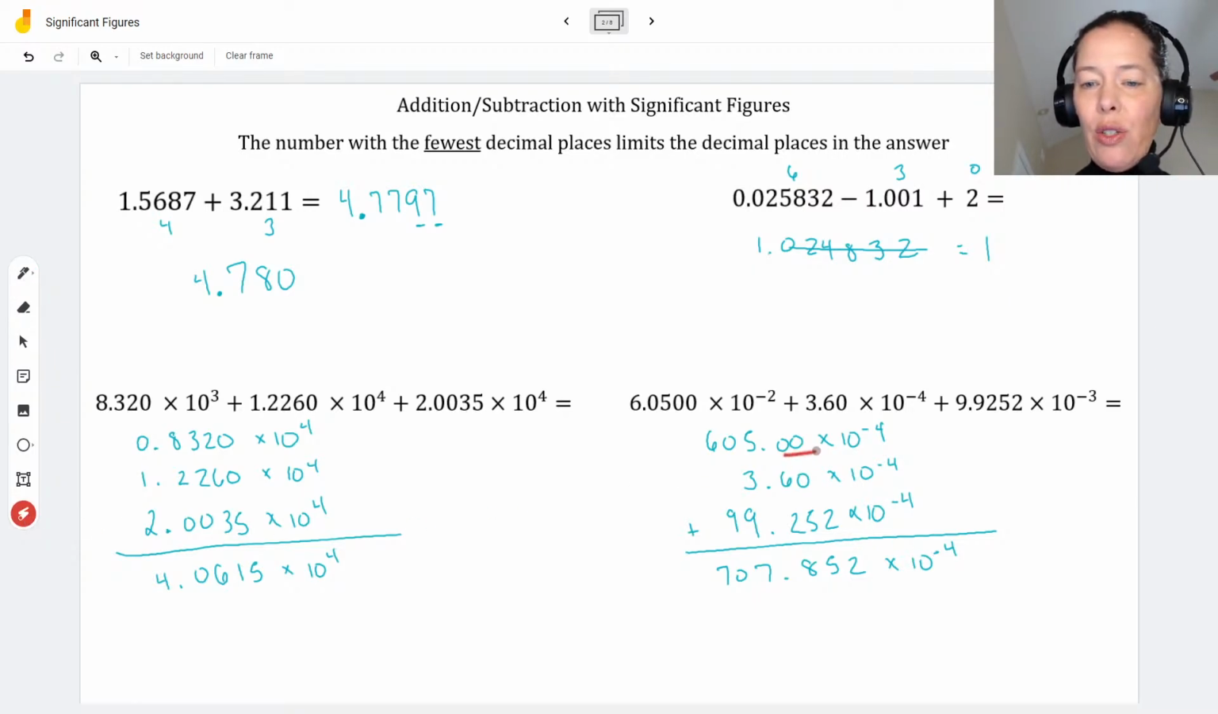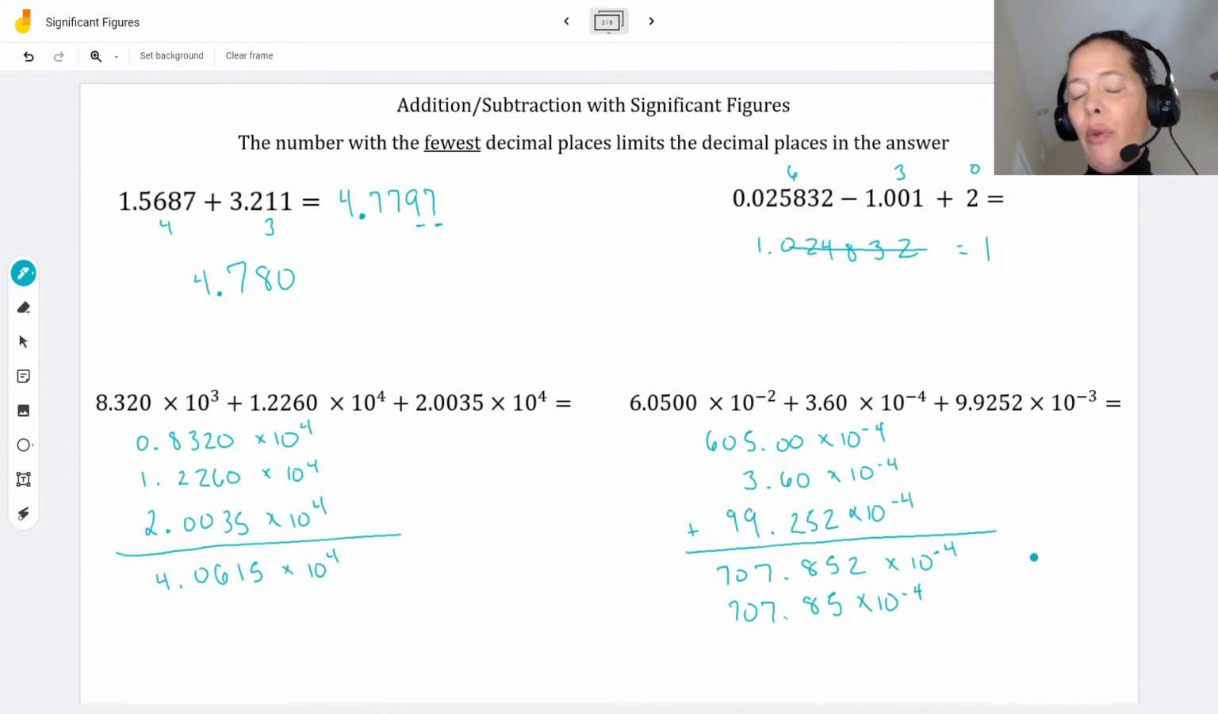So I've got 2, 2, and 3 decimal places, so I need to round this number to just 2 decimal places. So that would be 707.85 times 10 to the negative fourth. But we're still not quite done yet because this is not proper scientific notation. So let's get it in proper scientific notation. We need to take this decimal place to the left 2 spaces.